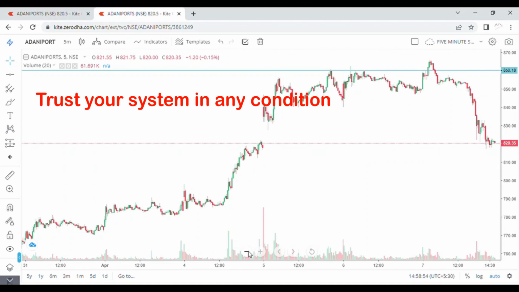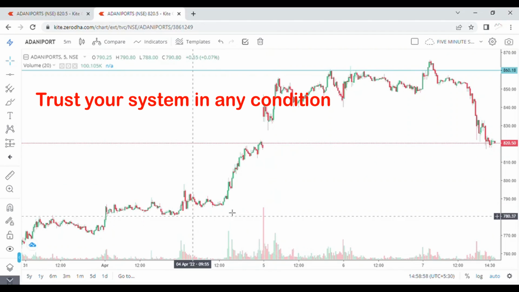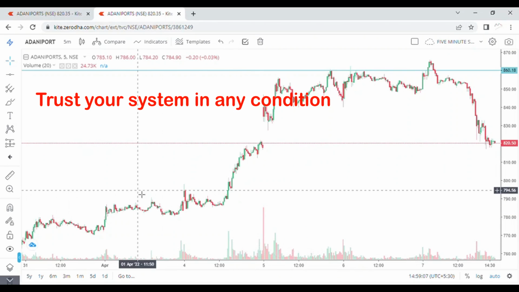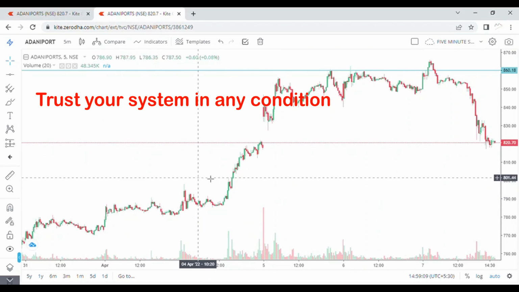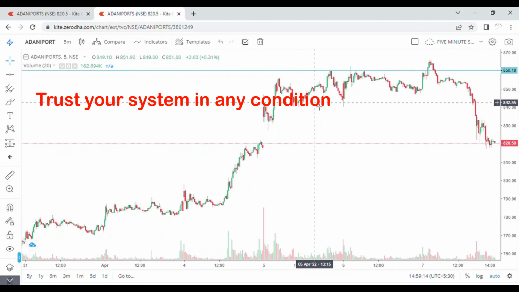The very first reason for selection of this stock is its dominating pressure. Dominating pressure means who is controlling the price of Adani Port, and as you can see, creation of higher highs is a clear indication of the presence of strong buyers, and this is the first reason.